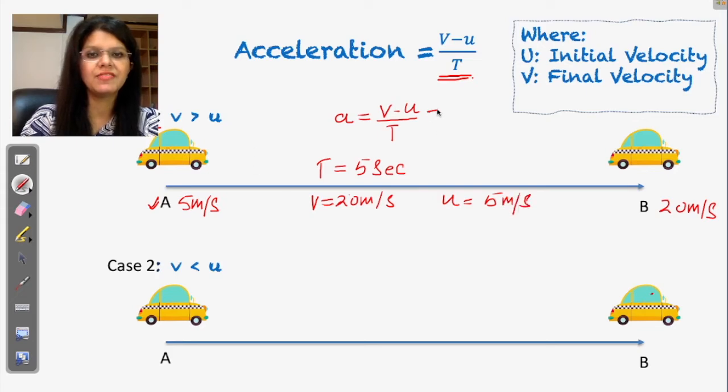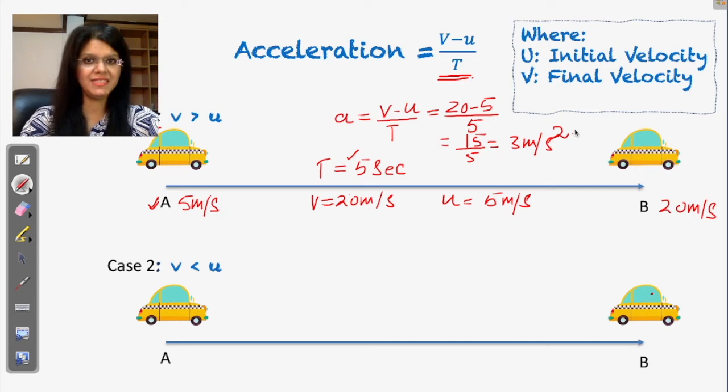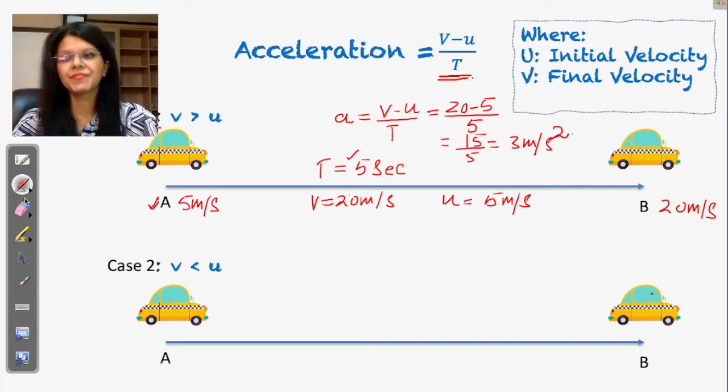When you apply the formula, what do you get? 20 minus 5, and the time taken for this change to take place was 5 seconds. So this whole thing becomes 15 over 5, which is 3 meters per second square. Alright, let us now come to case 2.